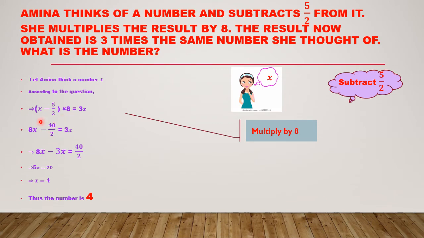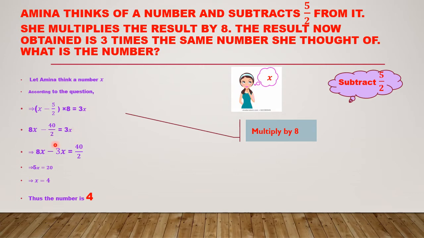Multiply 8 with both the numbers in the bracket and remove the bracket simultaneously. When you multiply 8 with x, you get 8x. And when you multiply 8 with 5, you get 8 5s are 40, and in the denominator, you get 2. As there is subtraction sign, you have to put the negative sign. Hence, it is minus 40 upon 2. In the RHS, we are left with the 3x.